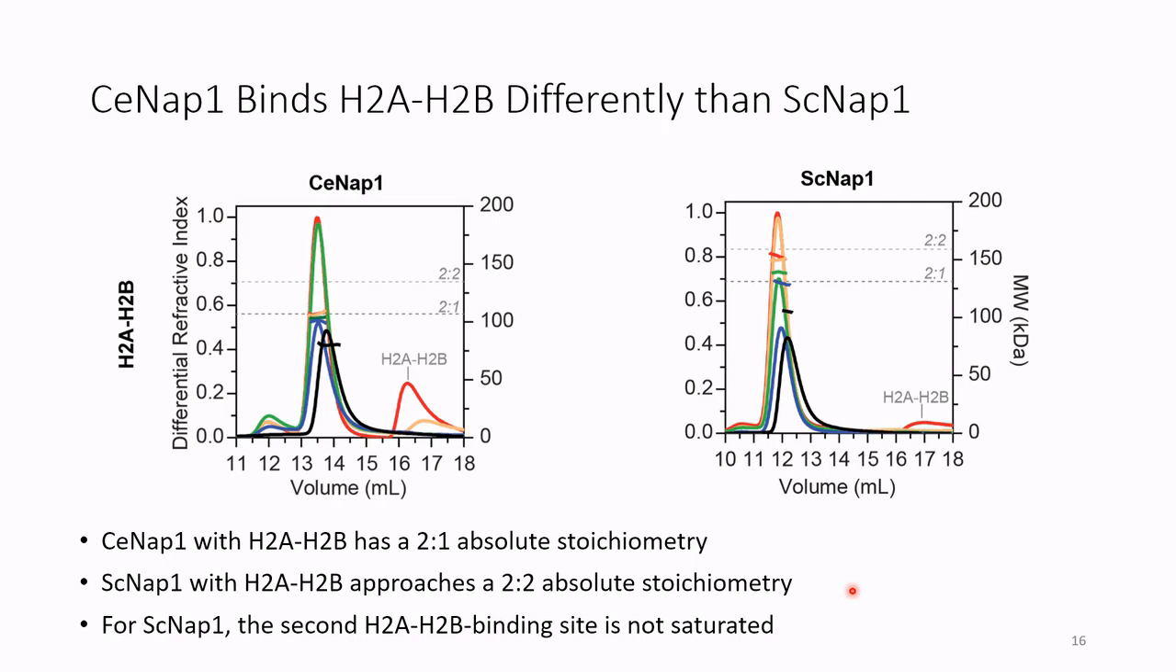bind a second copy of H2A H2B, but the complexes are very dynamic and there is constant exchange between a 2-to-1 and a 2-to-2 yeast Nap1 H2A H2B complex. To conclude, we can say that the worm Nap1 has a complex stoichiometry of 2-to-1 with H2A H2B. However, yeast Nap1 can have a 2-to-2 stoichiometry or a 2-to-1 stoichiometry.